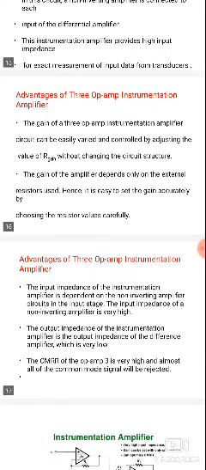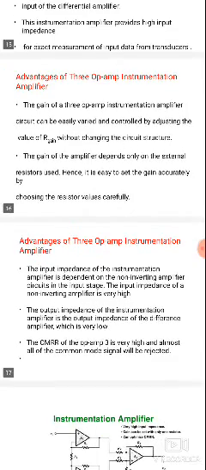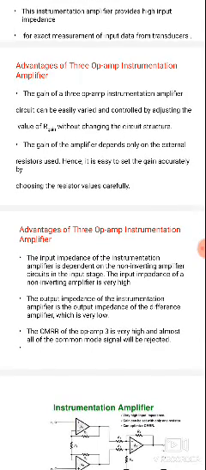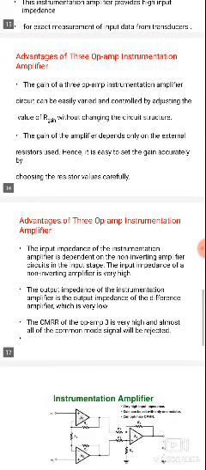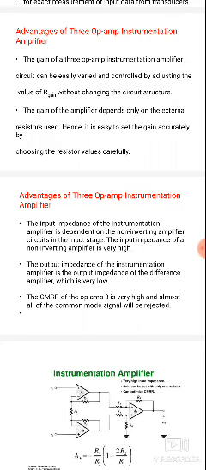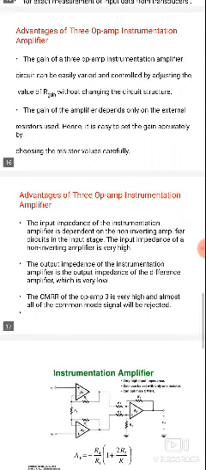The main advantage of the 3 op amp instrumentation amplifier is that the gain can be easily varied and controlled by adjusting the value of R gain, without changing the circuit structure. Next, the gain of the amplifier depends only on the external resistors used. Hence, it is easy to set the gain accurately by choosing the resistor values carefully.